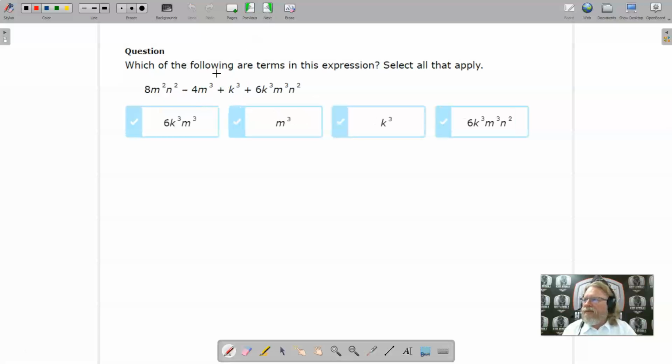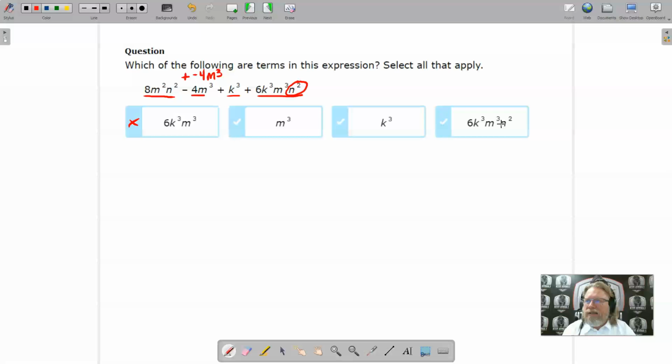On the next one here, which of the following are terms in this expression? Select all that apply. So let's see, we've got a term here, and we have a term here, here, and here. And remember, this could also be written as plus negative 4m squared. So looking for which ones match up. 6k cubed m cubed. Well, here's a coefficient of 6, k cubed m cubed, but it also has the n squared to it, and we don't have that there, so that one's not going to work. Remember, it has to match up 100%.